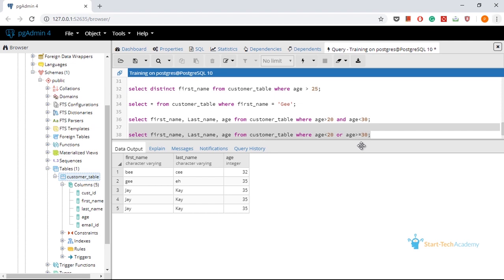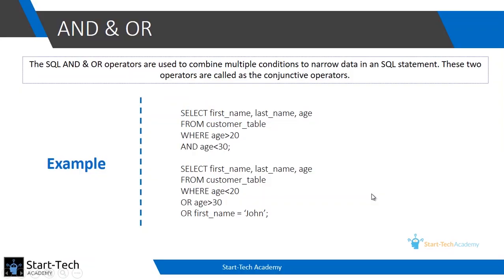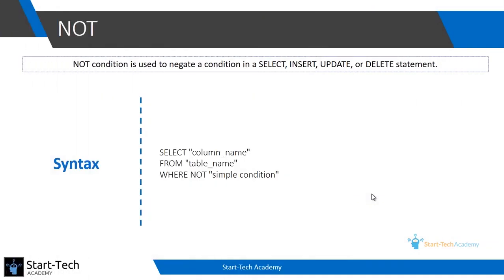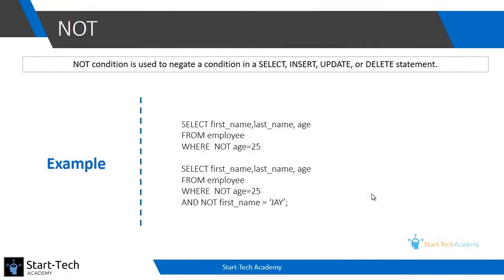Apart from and or, there is one more logical operator called not. Not operator is used to negate a condition. So last time when we found out that there is one customer with age 25, if we want to find out all the other customers, we can just use not. So let us write this example where we are finding out all the customers with age not equal to 25.